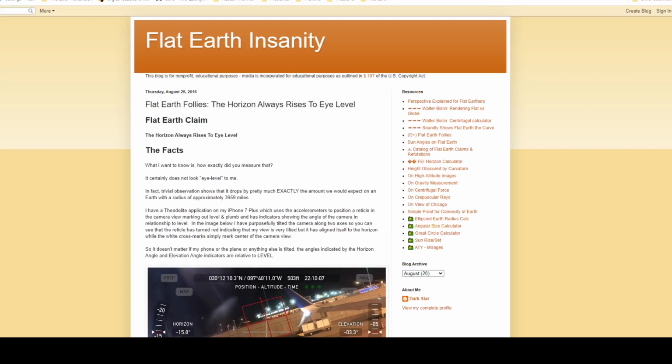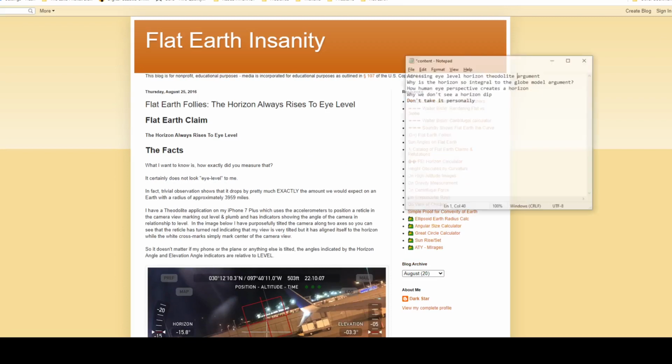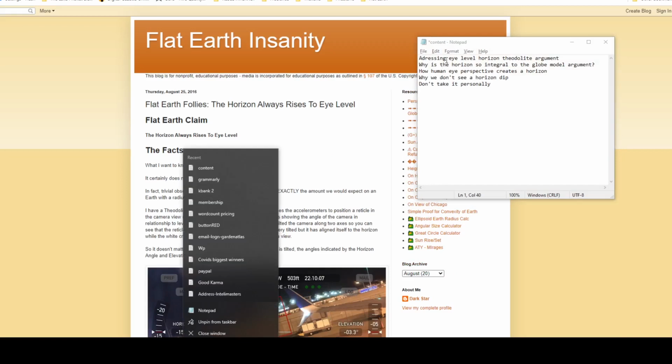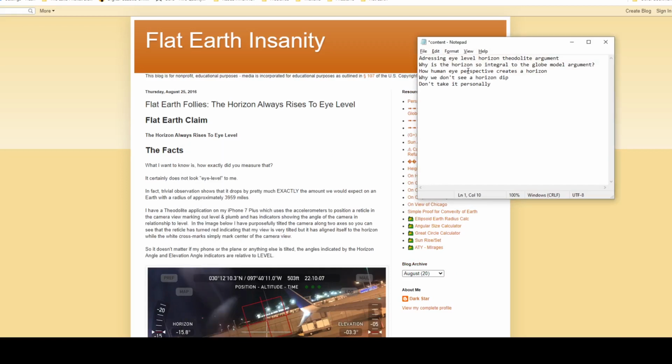But where I'm going with this is to talk about why the horizon is so integral to the globe model argument, and then discuss a bit about how the human eye perspective creates a horizon. It's not necessarily due to the Earth's geographical form. And then I'm going to look at the claims of horizon dip being some kind of evidence that we have this drop of the horizon at high altitude.